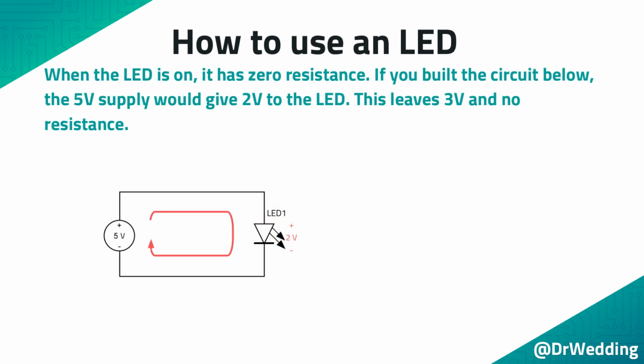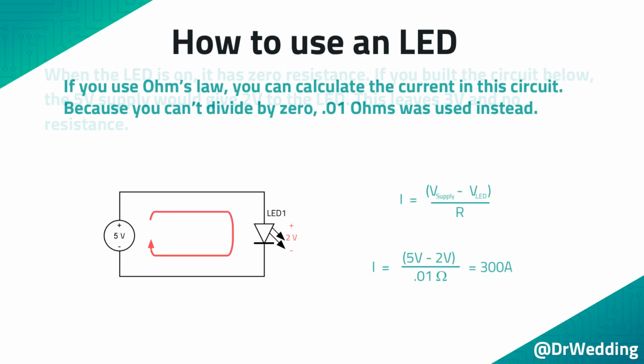When the LED is on, it has 0 resistance. If you built the circuit below, the 5-volt supply would give 2 volts to the LED. This leaves 3 volts and no resistance. If you use Ohm's law, you can calculate the current in this circuit. Because you can't divide by 0, 0.01 ohms was used instead. If you built this circuit, the current would spike to over 300 amps. Not milliamps, but amps.